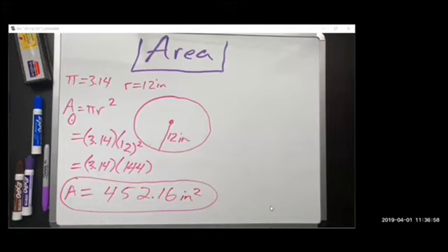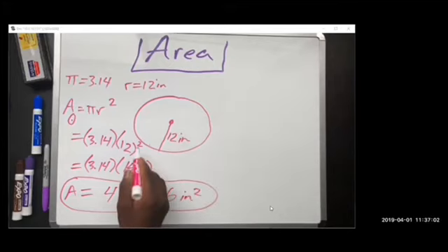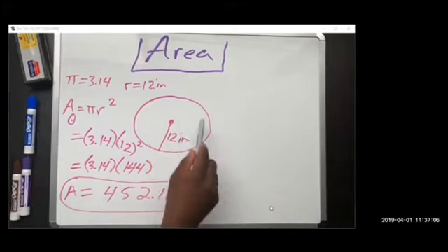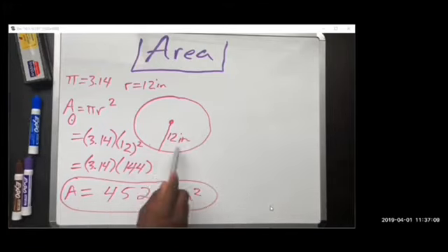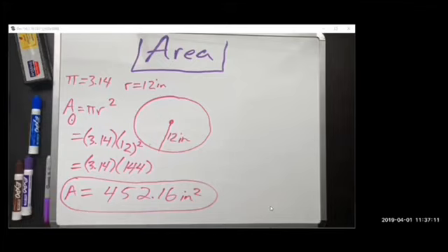And the area, what that means is the amount of space that is bound within this circle. The amount of space within the circle. Okay? So don't confuse area with circumference. Circumference means the distance around the circle. Very good.